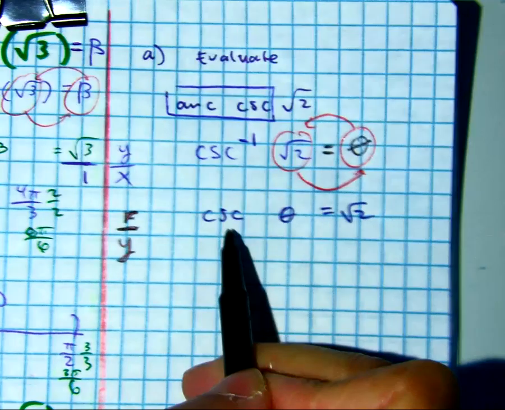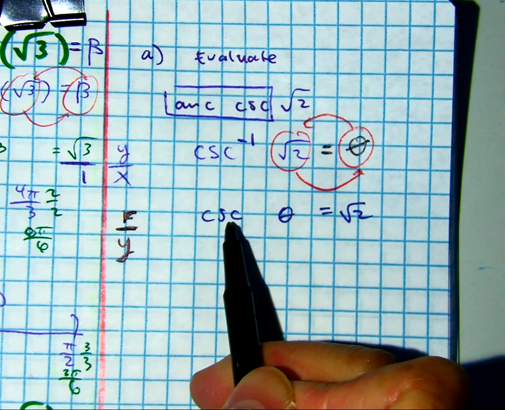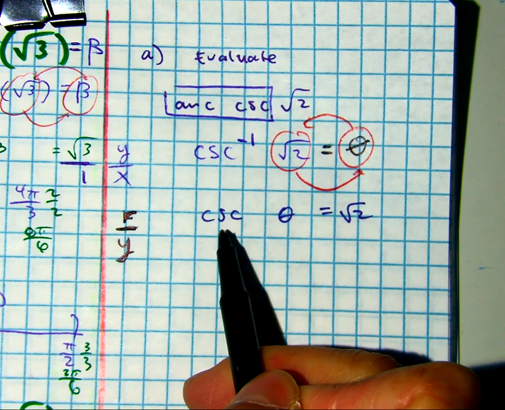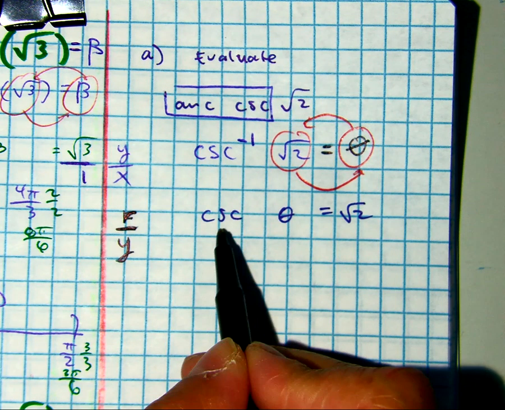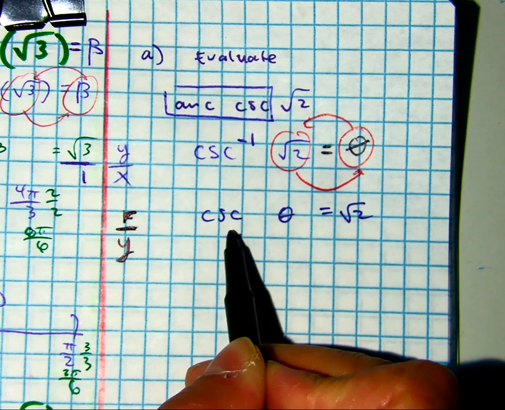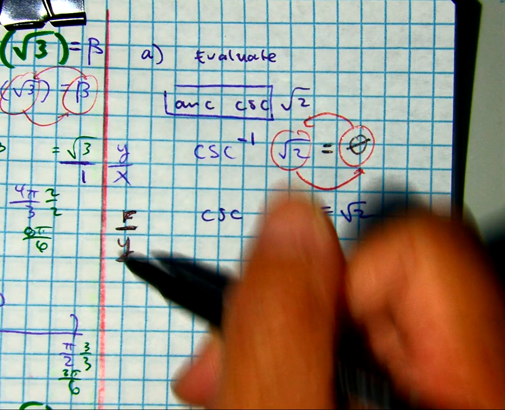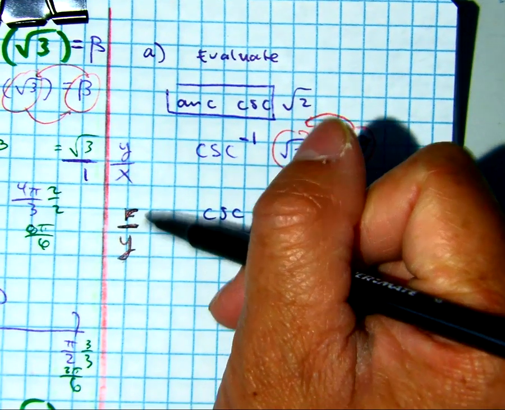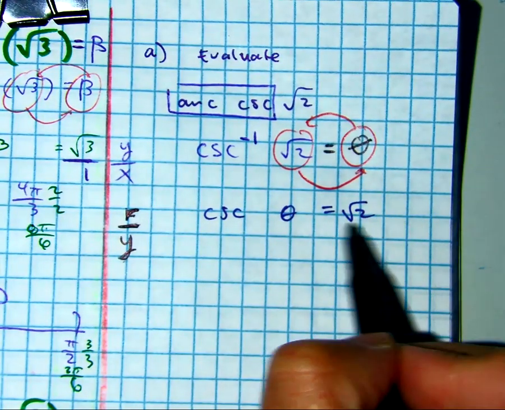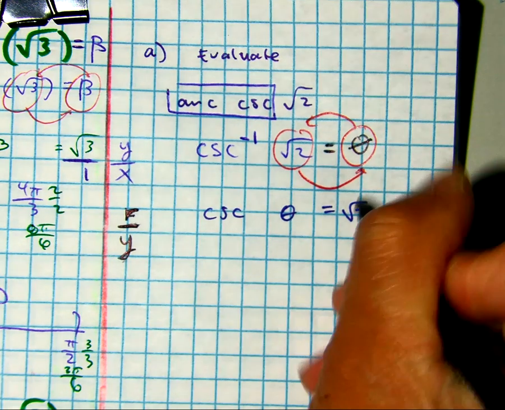What's the reciprocal identity of cosecant? Some of you guys struggled with that on your last quiz. It is sine. So y over r, right? We're going to look at sine. Here's my second hint. How do you make this a fraction? Put it over 1.